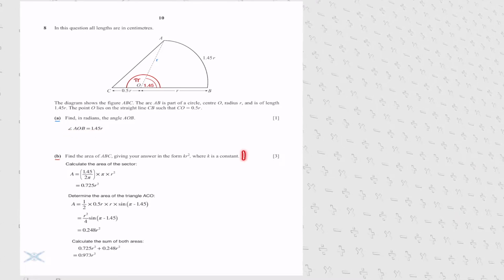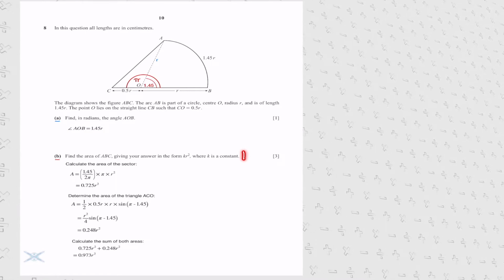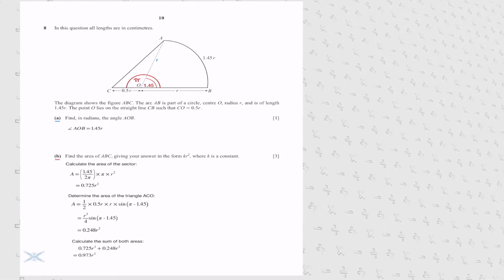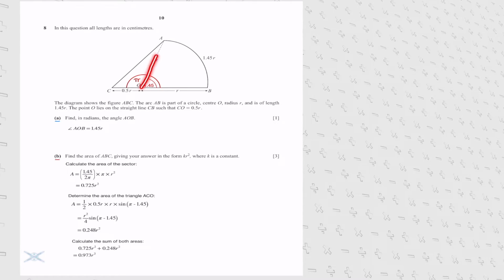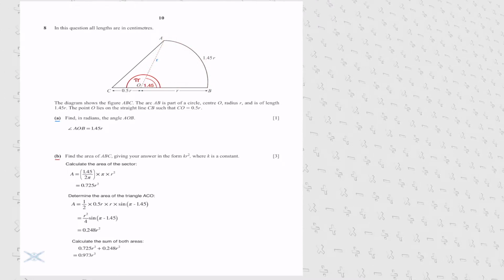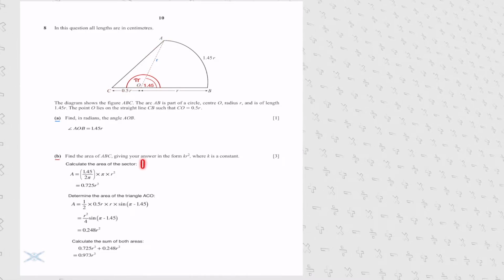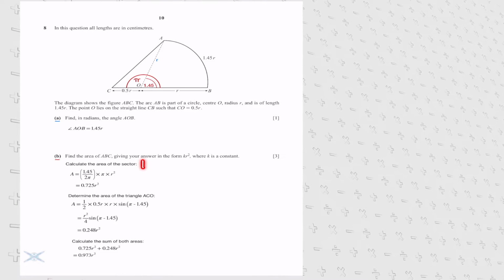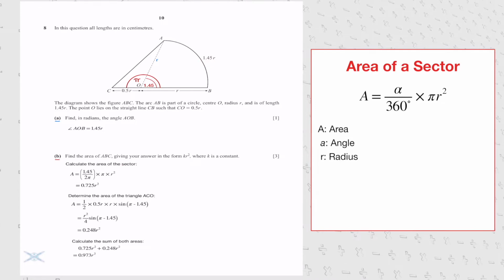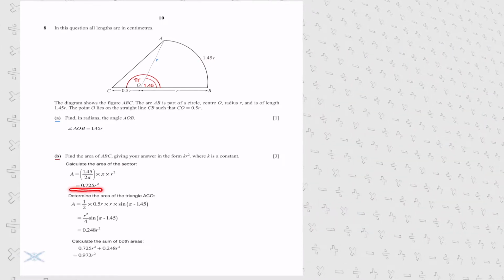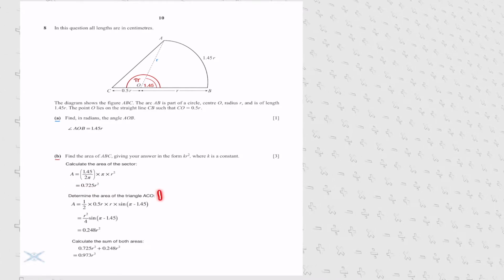Forward to part B, here it states that we should find the area of ABC, giving our answer in the form kr squared, where k is a constant. So to calculate the entire area of ABC, we will subdivide the area into two portions, portion 1 being this sector, and portion 2 the triangle ACO. The sector can be calculated using the proper formula that you can encounter on the right-hand side of your screen, and after inserting all of our numbers properly into it, we should conclude that the area of the sector is 0.725 r squared.